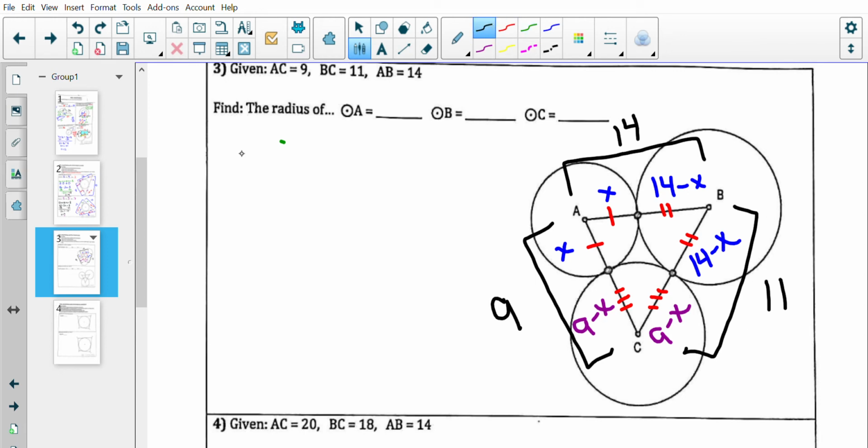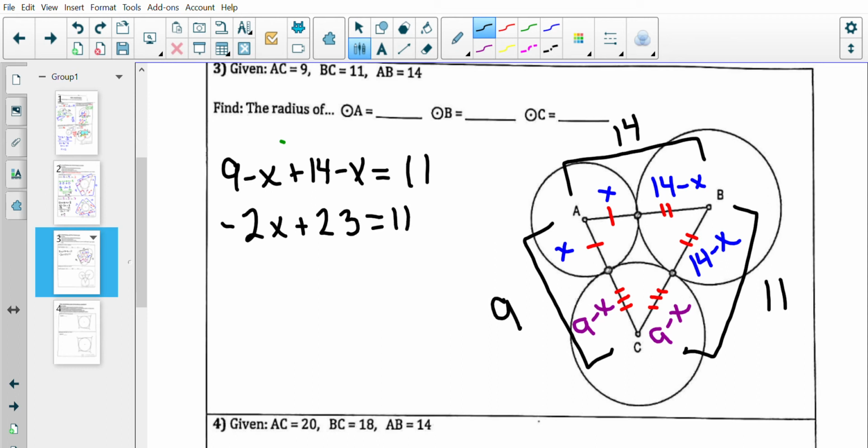Now we're going to have an equation: 9 minus X plus 14 minus X will equal the total length, which is 11. Combine our like terms, we're going to get negative 2X plus 23 equals 11. Subtract 23 on both sides, we're going to get negative 2X is equal to negative 12, so X will equal 6. So we want to find the radius of circle A. Well, the radius of circle A is labeled as X, so that is 6.